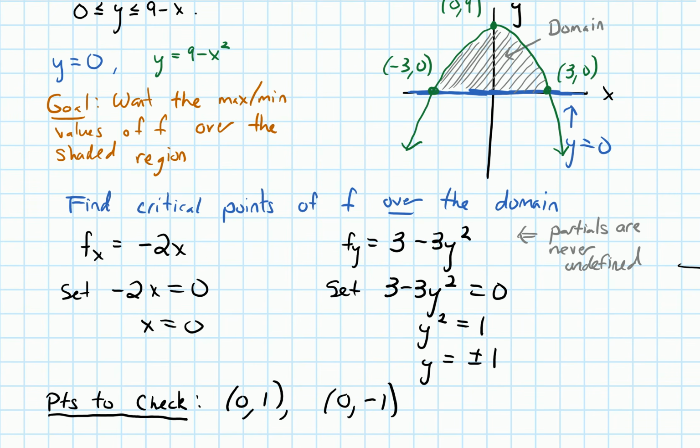But remember that we said that we are just looking for critical points of our function over this domain. And the point (0, -1) is not in this domain. (0, -1) would have been somewhere down here, and that's clearly outside the domain. So we don't need to bother checking that. But (0, 1) is in the domain.